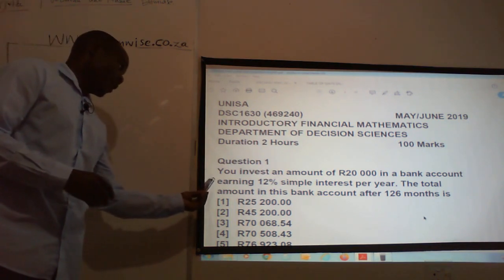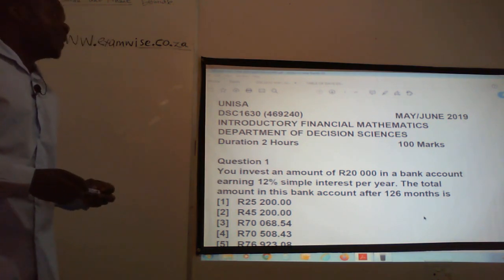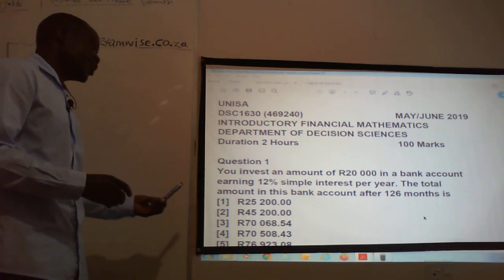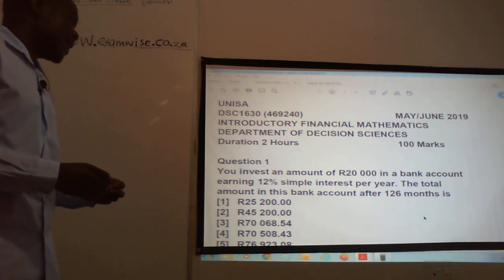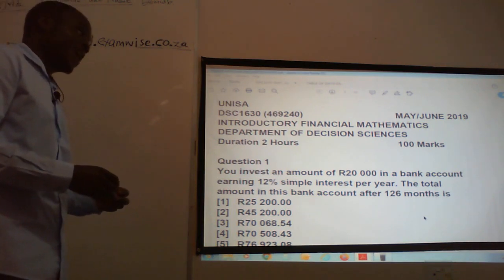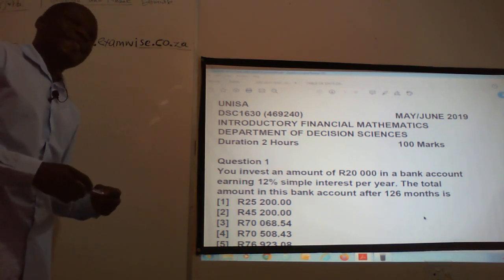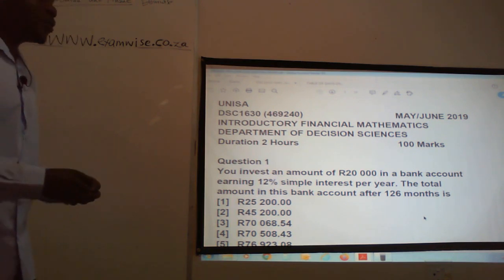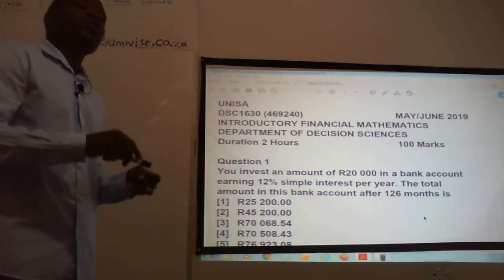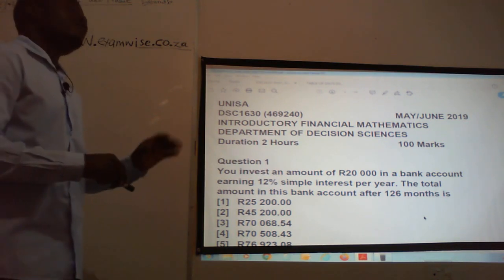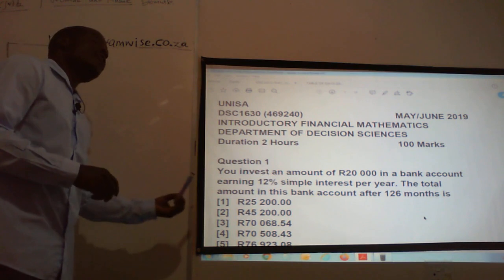Question number 1: you invest an amount of 20,000 in a bank account earning 12% simple interest per year. The total amount in this bank account after 126 months is. So what is very important in financial mathematics? The first thing is to determine what you are required to calculate. From the scenario itself, it must be clear what you are required to calculate.